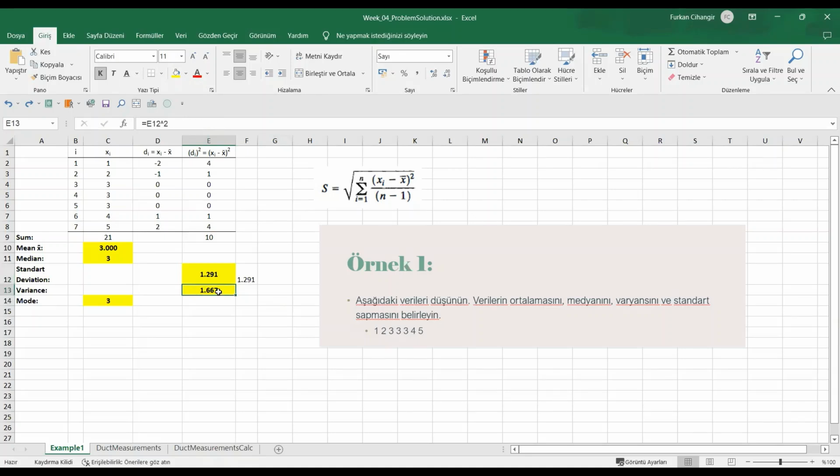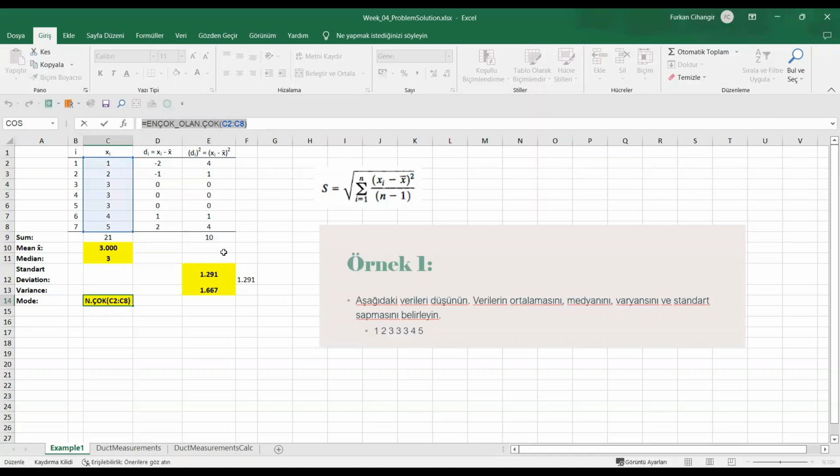For variance, I'm just going to square it, right? Here, in E12, I have my standard deviation, and if I square it, it will be equal to my variance. And for mode, I have this formula. Okay. Again, I'm giving my interval here. This is my interval, and this is my formula. You can use this one to calculate mode.